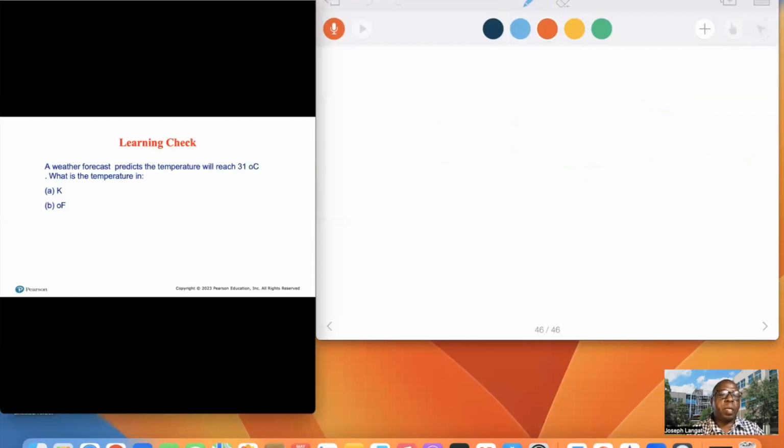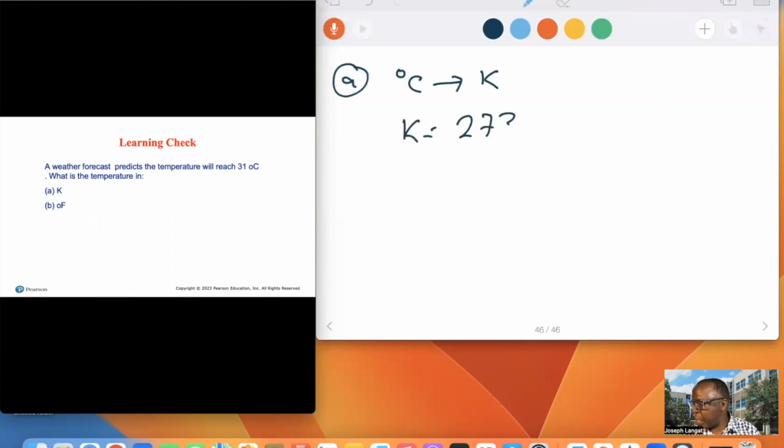Moving on, if you are asked to change the temperature from degrees Celsius to Kelvin, in A, this means Kelvin equals 273.15 plus degrees Celsius. This will be 273.15 plus 31.